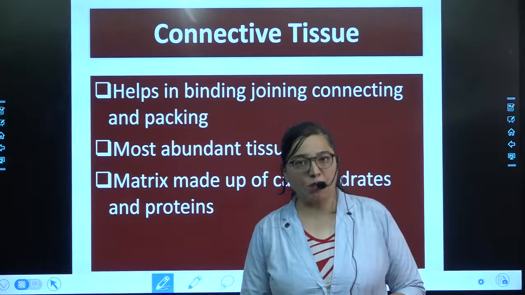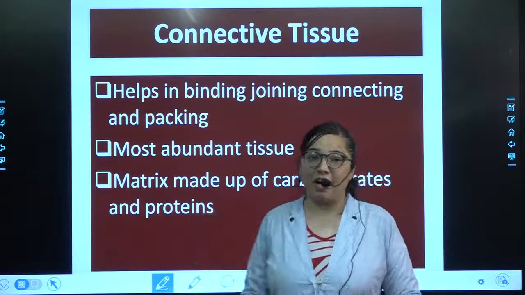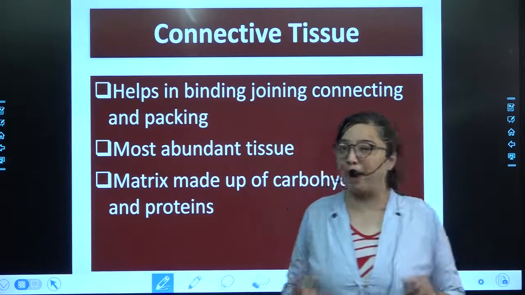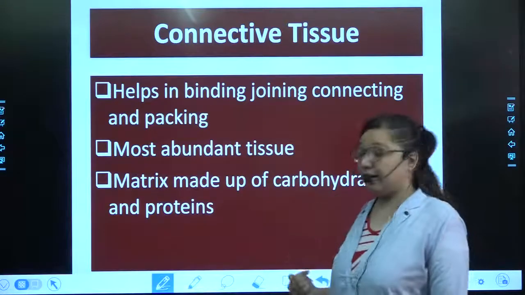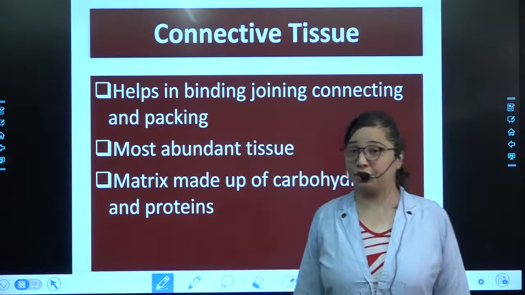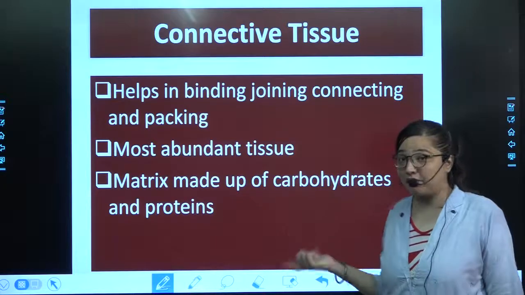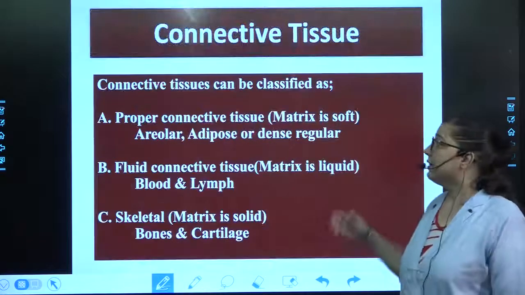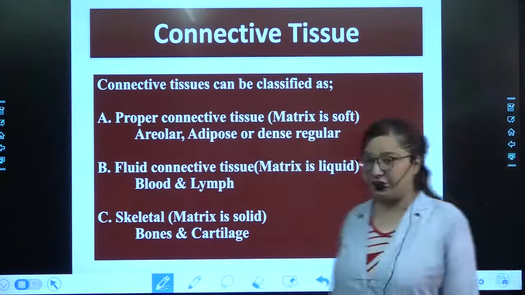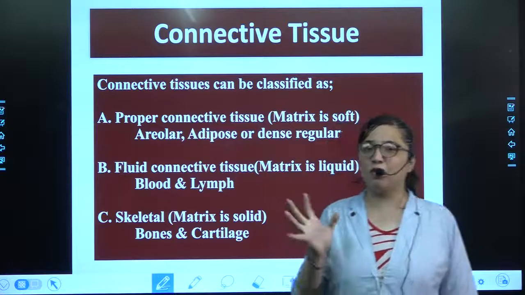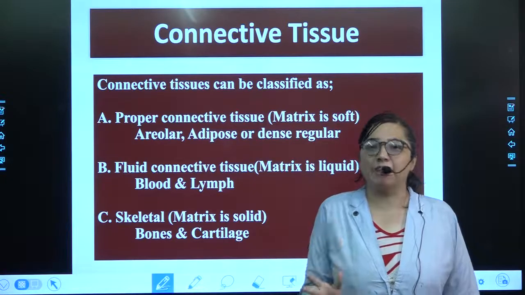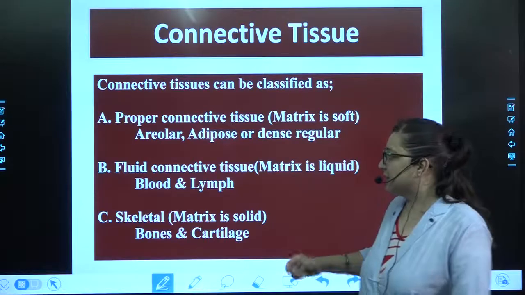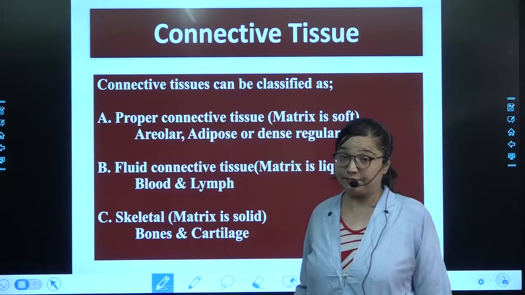What are the basic important points about it? In the first slide, we are having just 3 points. That is, it is helping in binding, joining, and packaging. Then, it is the most abundant tissue. After that, what is its matrix made up of? Carbohydrates and proteins. Then next, what is its classification? You saw its classification into 5 types. But those 5 types are coming from basic 3 types. That is this: proper, fluid, and skeletal.